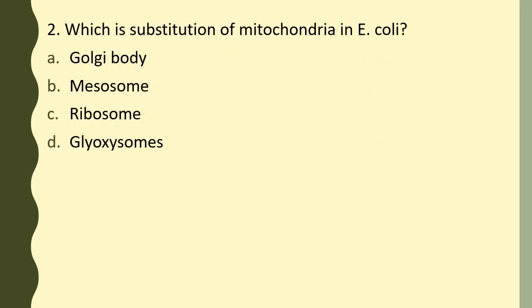Question number 2. Which is substitution of mitochondria in E. coli? Golgi bodies, mesosomes, ribosomes, or glyoxysomes? Substitution of mitochondria in E. coli. Correct answer is option B, that is mesosomes.